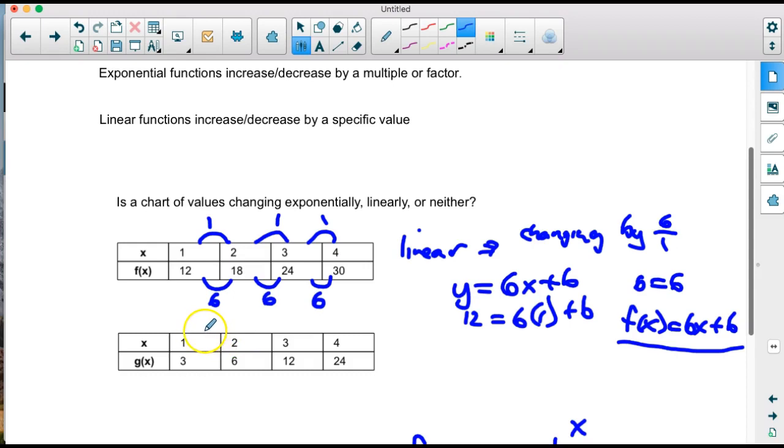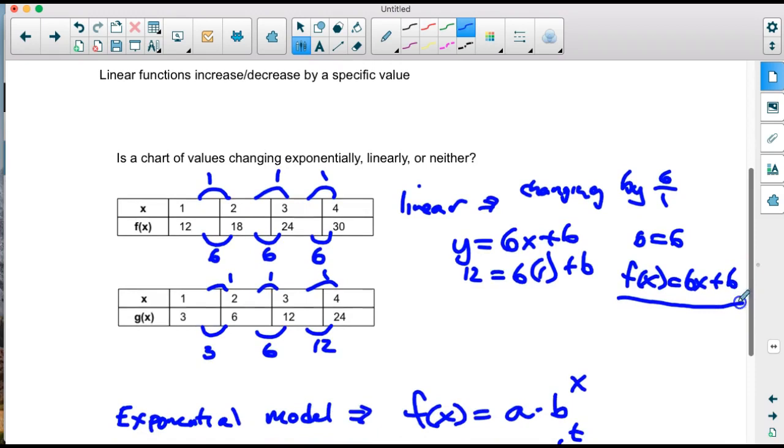Now this one, the second example, g of x, increases by 1 also on the x part. But in this case, this one goes up by 3, this one goes up by 6, this one goes up by 12. That means it's not increasing by the same amount, so it's not linear. So what we need to do is check to see what the factor might be. If it's exponential, when we divide these values, 6 divided by 3, and 12 divided by 6, and 24 divided by 12, we should get the same value each time.